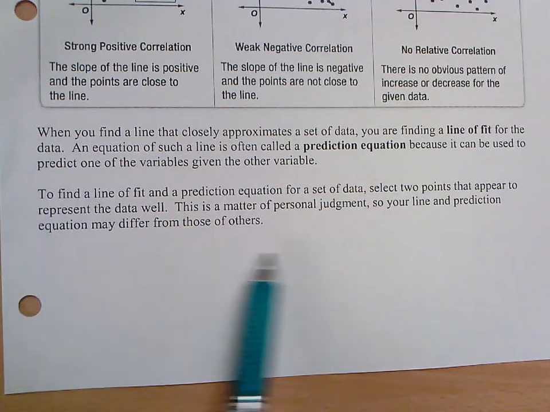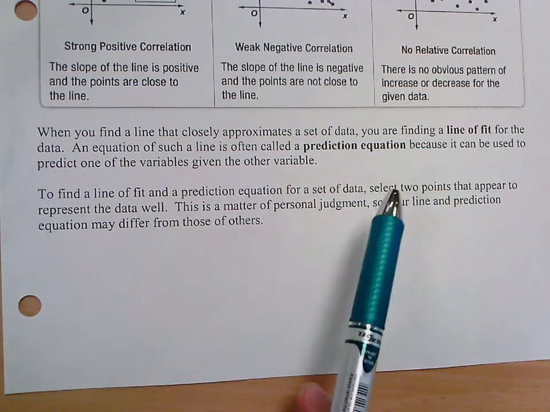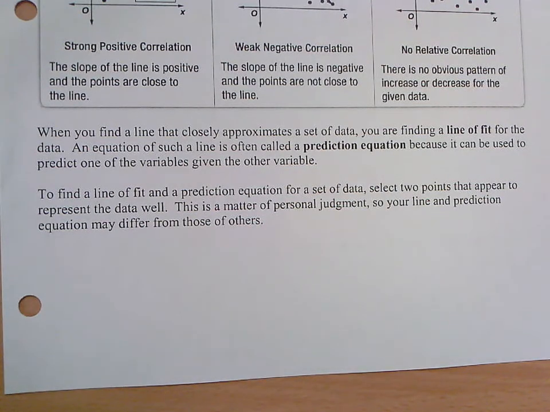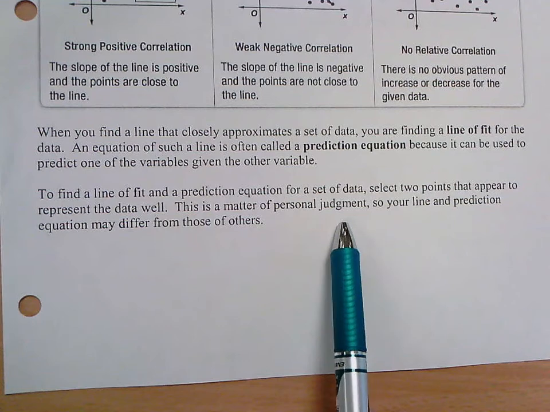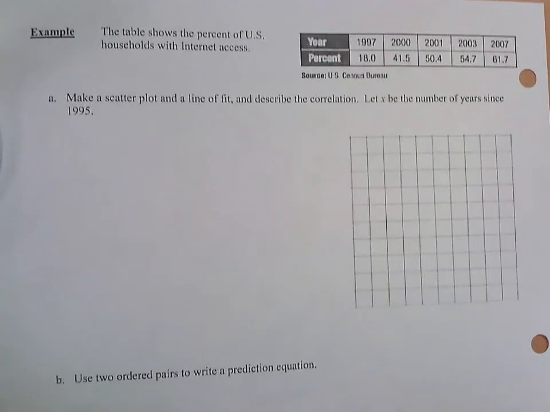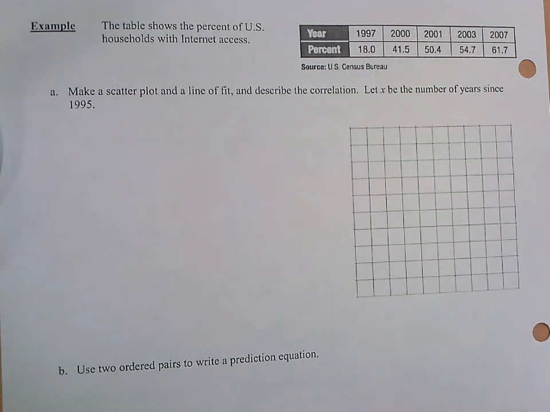And this is just going through how to find a line of fit. We would do that the same as yesterday. You would select 2 points that appear to represent the data well, or represent your line well. And that's a matter of personal judgment. So your line and prediction equation may differ from those of others. This is a case where on your assignment, on your quiz, on your test, you could have a different answer than what I have and still be correct. You could have a different answer than what I have and be wrong.